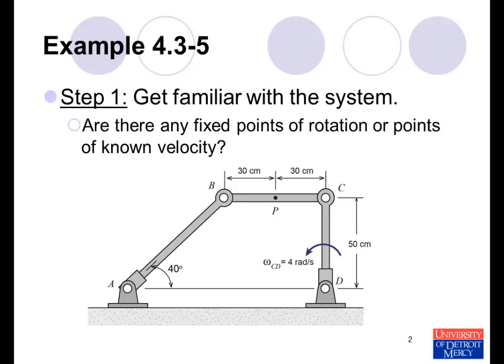So the first step in analyzing a mechanism is to get familiar with the system. Specifically, we want to know, are there any fixed points of rotation or points of known velocity? We're not told explicitly what the velocity of any of these points are, but we can see that points A and D are fixed. They're pinned to the ground. And so we can deduce that their velocities are 0 because they're not moving. Knowledge about the velocity of these 2 points will be helpful to us.